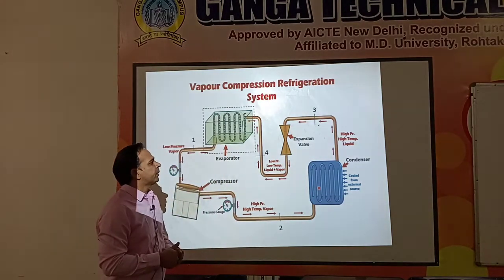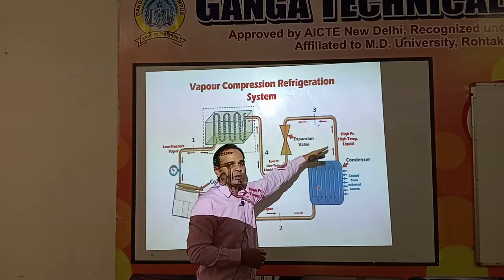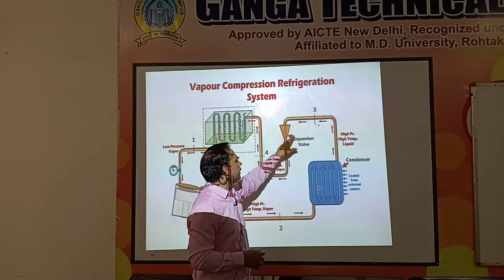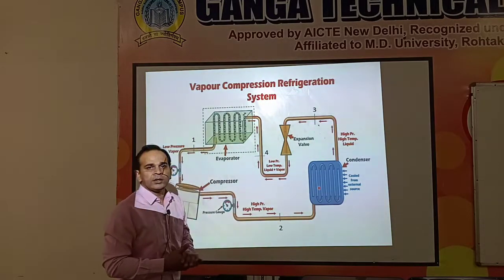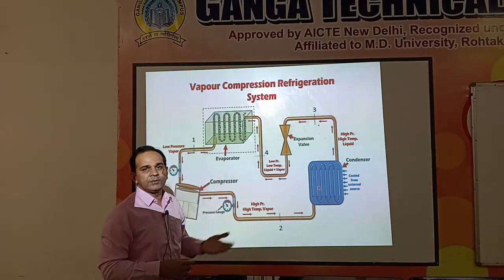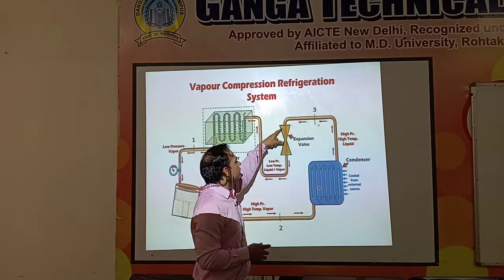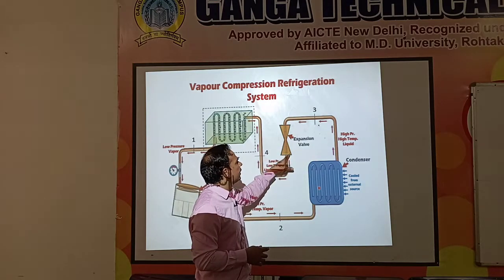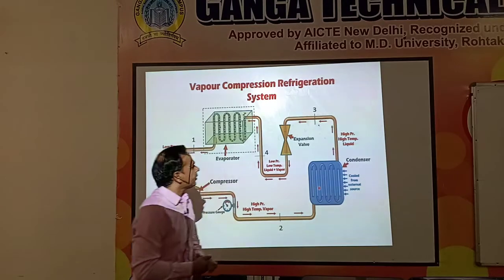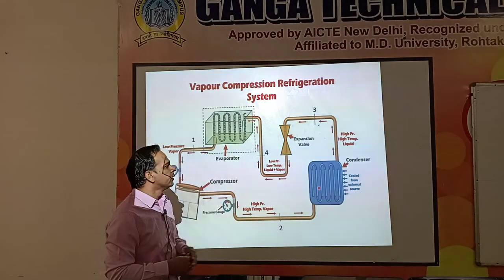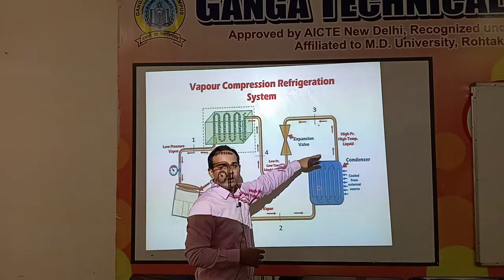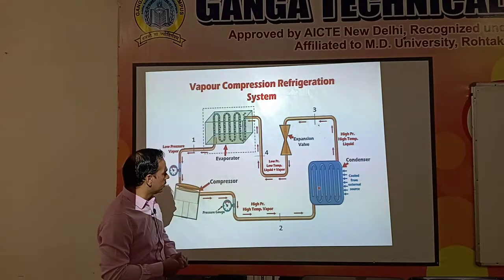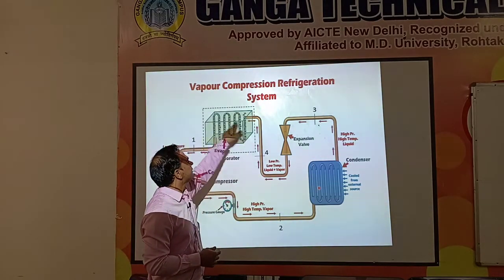The purpose of this expansion valve is to reduce the pressure of the refrigerant. The refrigerant will be brought back to a lower pressure where it will be used in the refrigeration system. So while passing through this expansion valve, the pressure and temperature both will decrease for the refrigerant. As the pressure and temperature decrease, the state of our refrigerant will change to liquid plus vapor. Okay? So the next component is our evaporator.